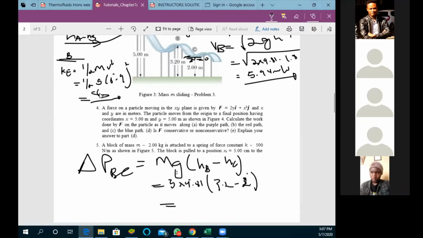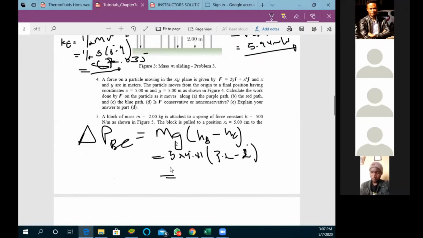It's 87.03 joules. So this is the kinetic energy. Now the potential energy. Let's calculate the change in potential energy when the ball moves from B to C.